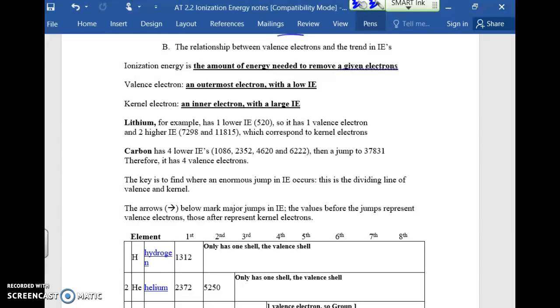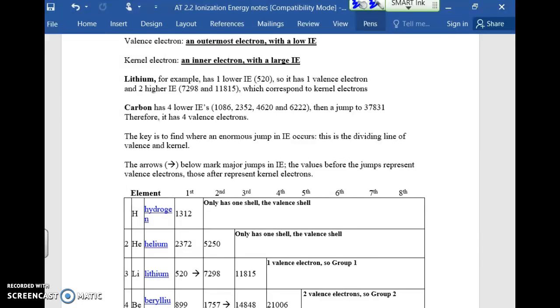Now, again, ionization energy, as I reminded you here, is the amount of energy needed to remove a given electron. So not just the first. We're dealing with the first, the second, the third, the fourth. Every single electron has its own specific ionization energy. I want to make some generalizations first. I can recognize my valence electrons. These are the outermost electrons because they have a relatively low ionization energy. By contrast, kernel electrons, those that are deep inside the atom, closer to the nucleus, inner electrons, have generally high ionization energies.